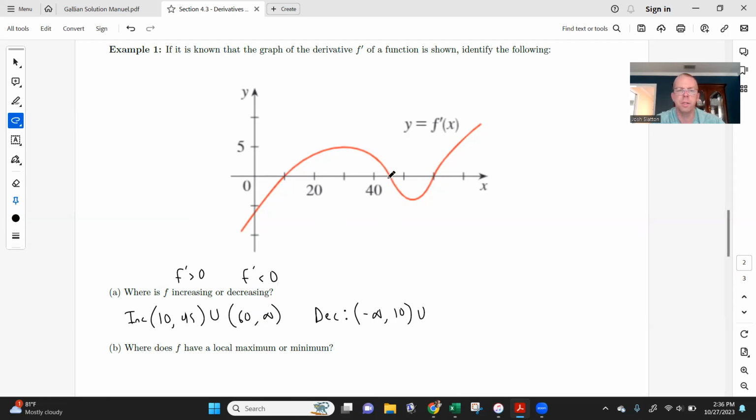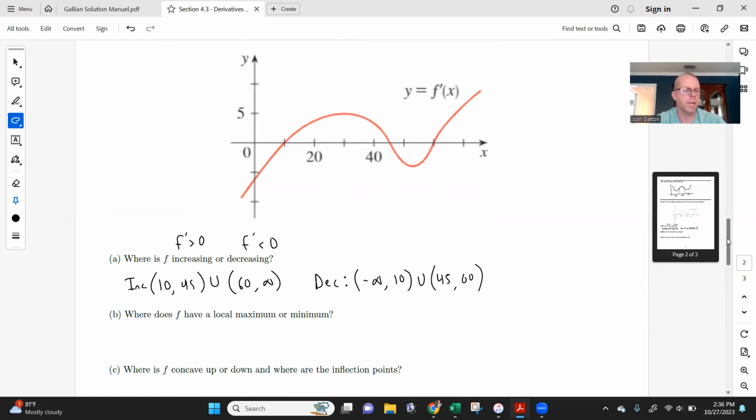Union, and then it's also decreasing, or yeah, the derivative is negative, so the function is decreasing here. So 45 to 60. All right. Where does it have a local max or min? So we said on the first page, if f prime changes from positive to negative, then f has a local max or min.